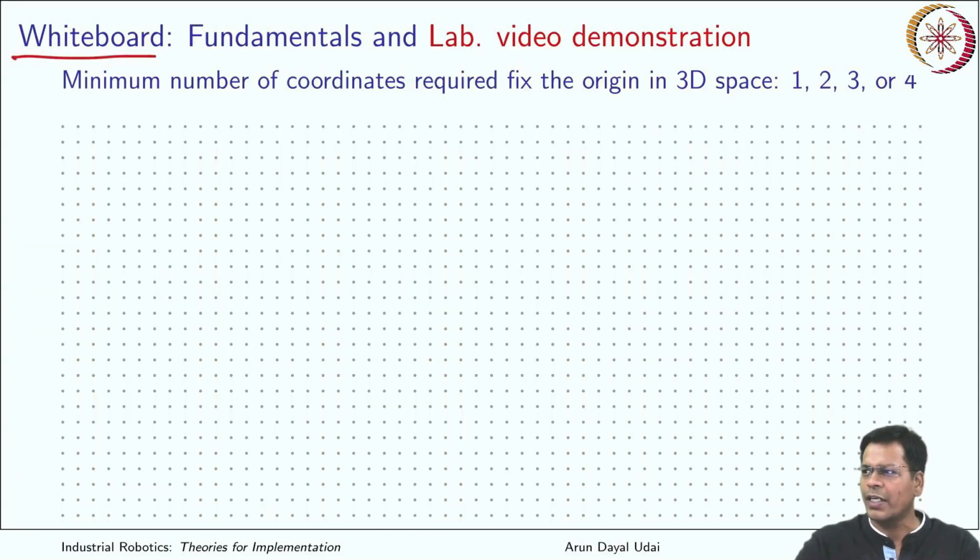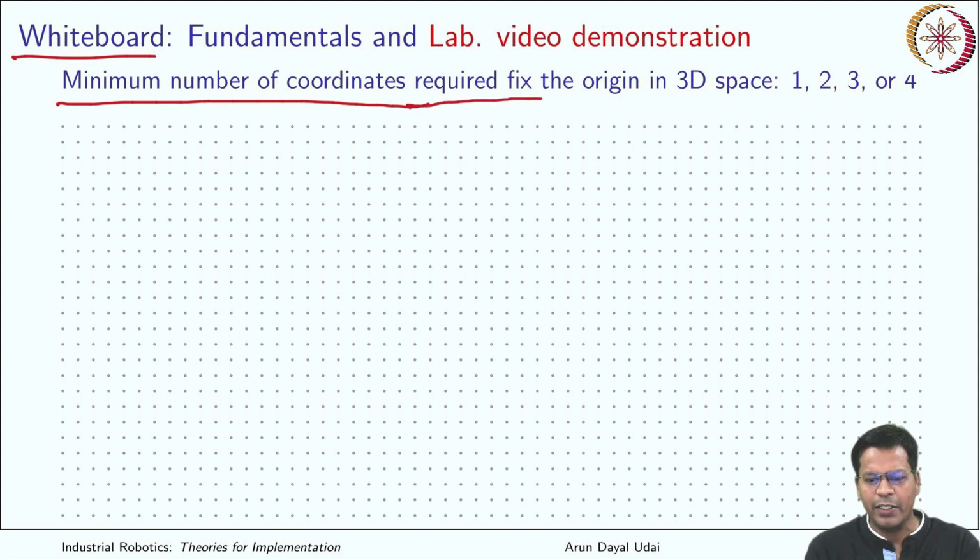So yes, this is there, and let us just quickly discuss the minimum number of coordinates required to fix the origin in 3D space. This is a small discussion that I want to have because we will be dealing with similar techniques later on in this module as well. So let us first clarify that these are some fundamentals that you need to know.